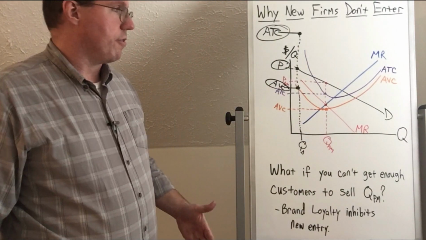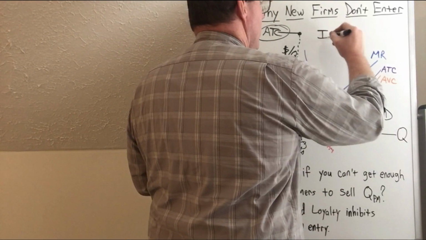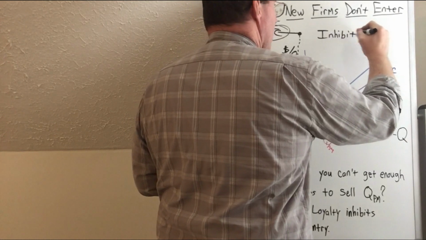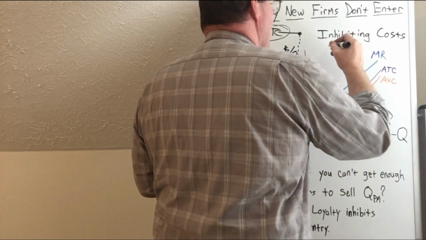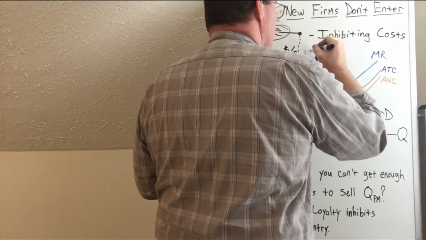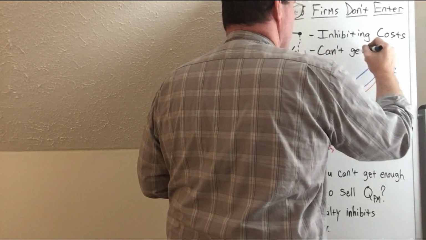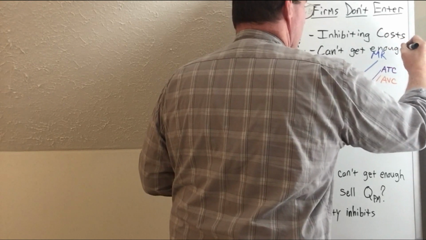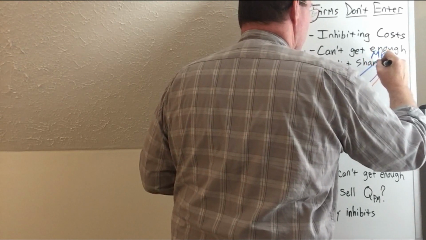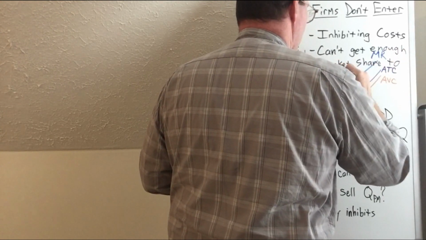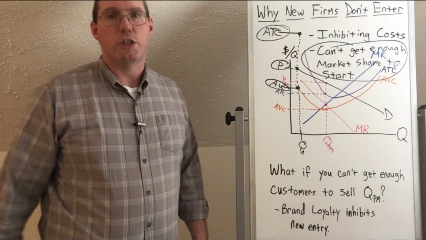Really what I'm trying to say here is this, is one of the reasons why a lot of firms don't enter is because of inhibiting costs. They usually can't, here's what we're going to say, that's one thing, inhibiting costs, okay? New firms can't get enough market share to start. They can't even get started because they can't get enough market share to start.